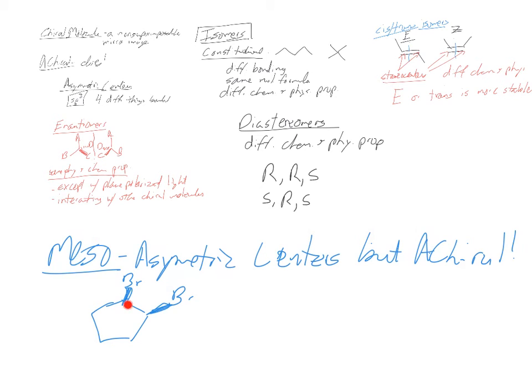Right? Each of these carbons is bonded to 4 different things. So it's 2 asymmetric centers. But there's an internal mirror plane, right? You can see a mirror there. So this compound is meso. So it has asymmetric centers, but it is meso.